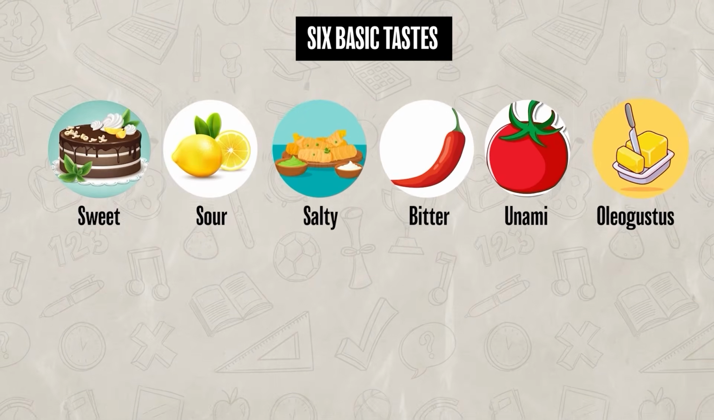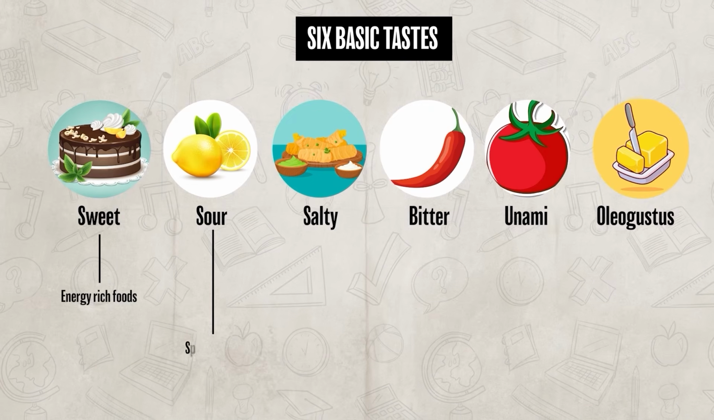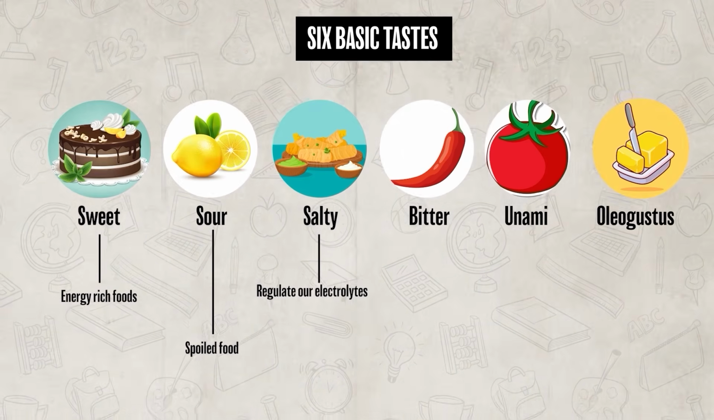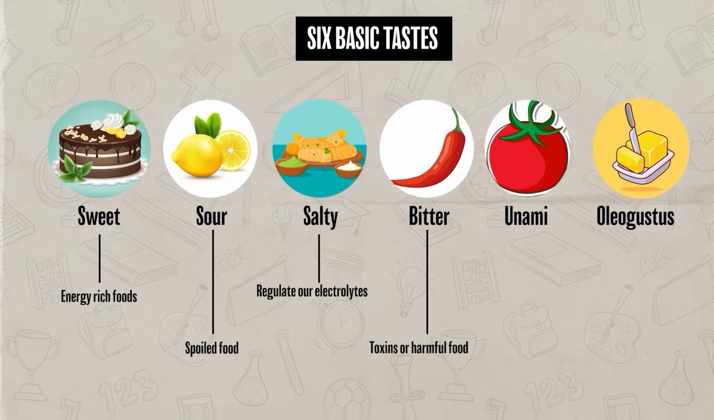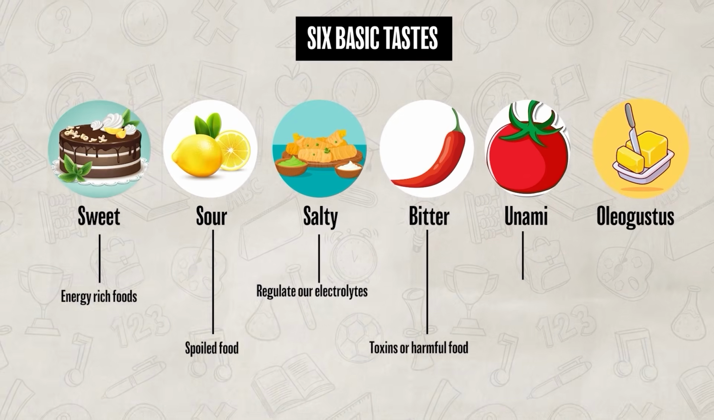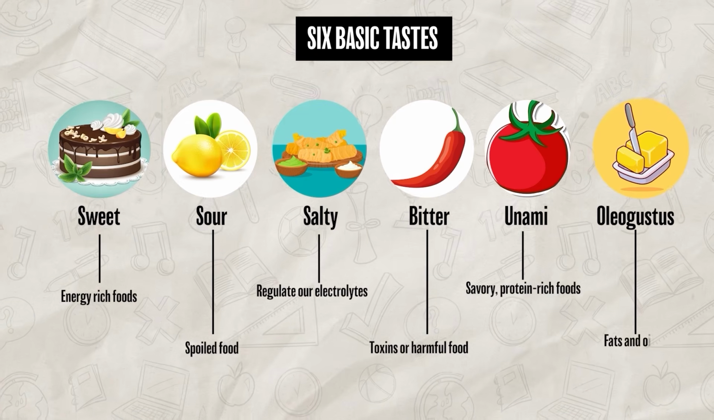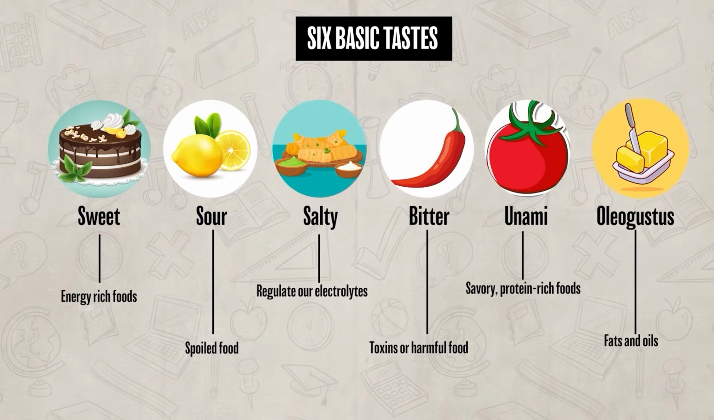Sweet often signals energy-rich foods. Sour can warn us of spoiled foods. Salty helps regulate our electrolytes. Bitter warns us about potential toxins or harmful food. Umami is linked to savory, protein-rich foods. And lastly, oleogustus is connected to fats and oils.